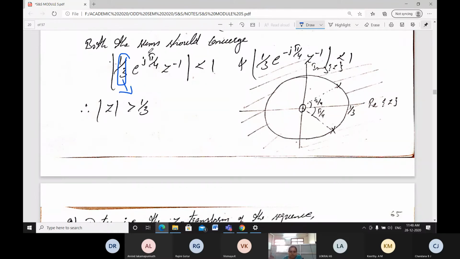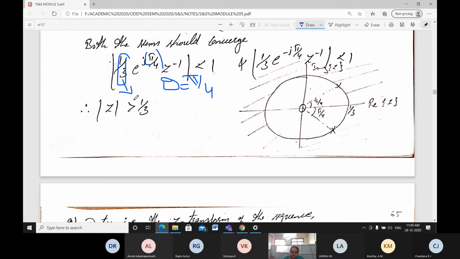From this e power factor, what is it giving? e power j theta I can write, right? e power j theta, z is nothing but, based on that, this pi by 4 is nothing but our theta value. That is the angle; the angle is going to be pi by 4.